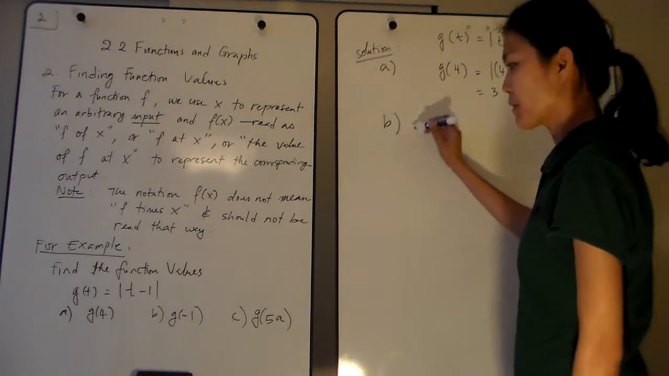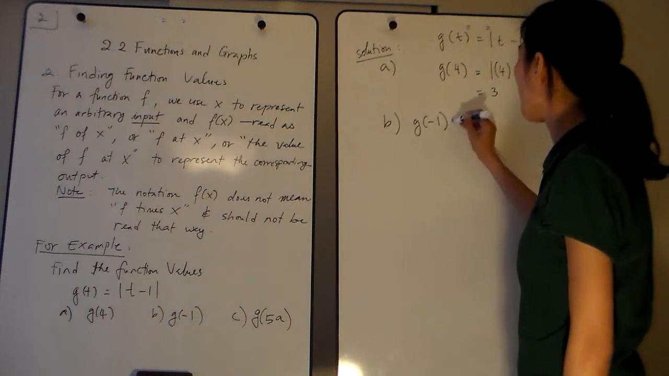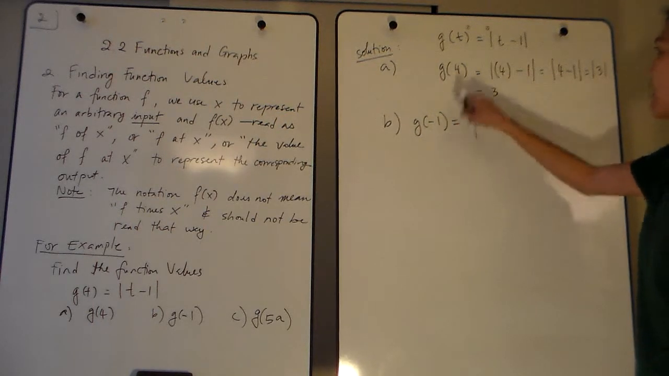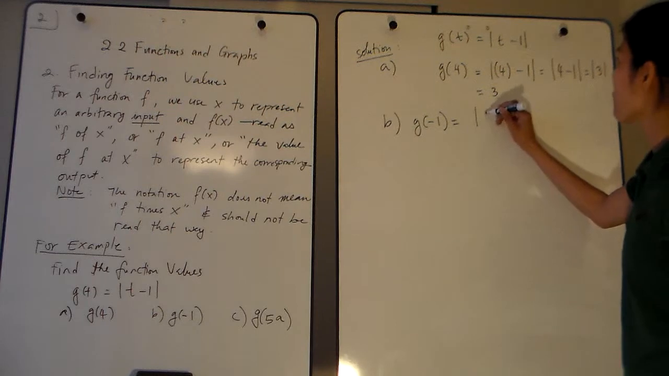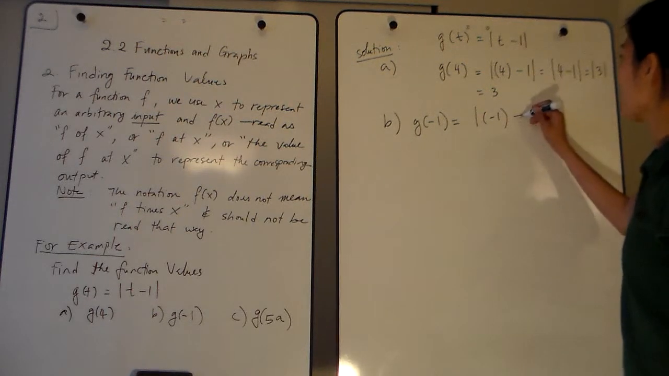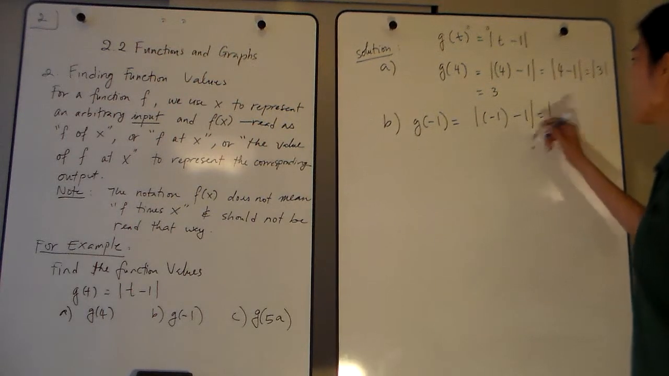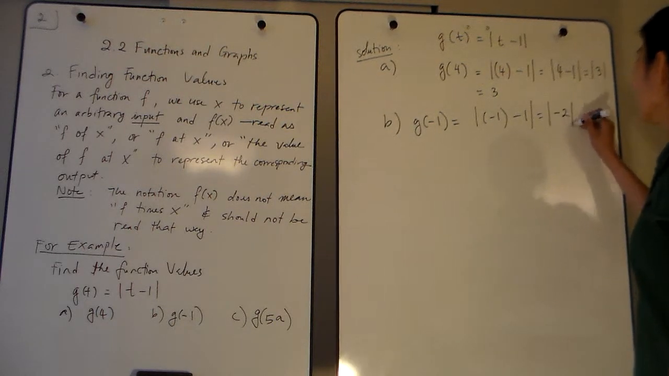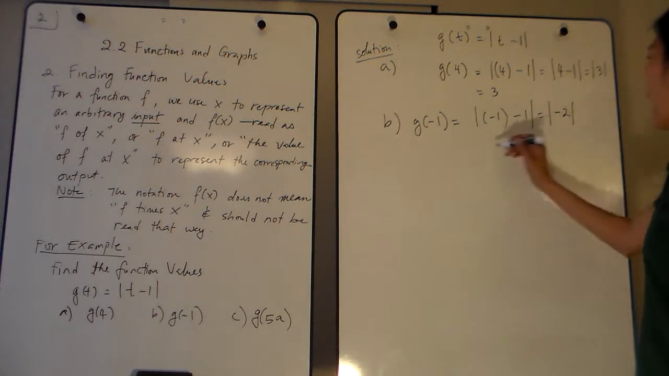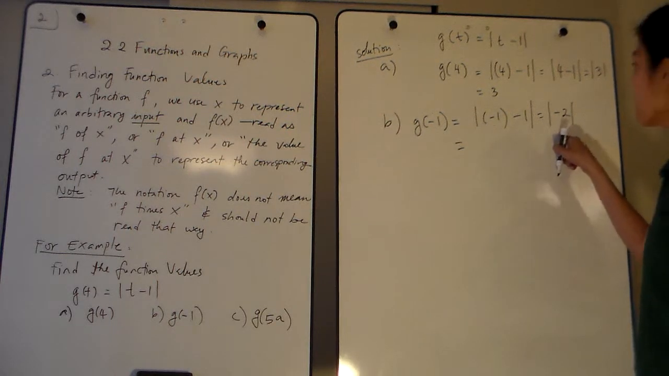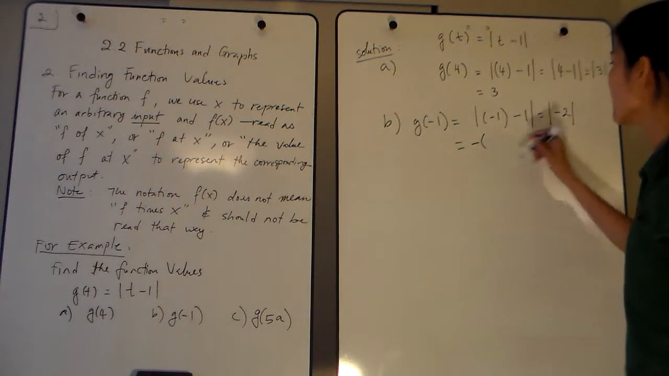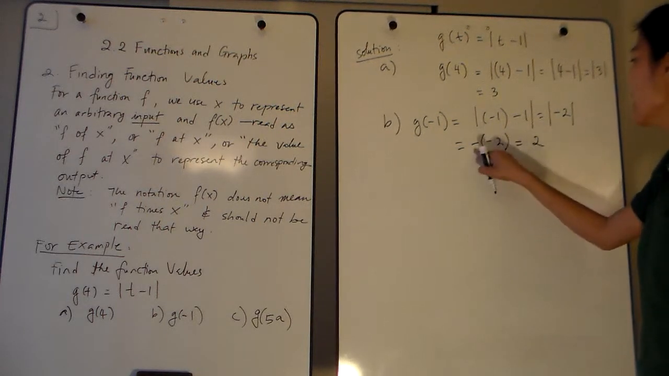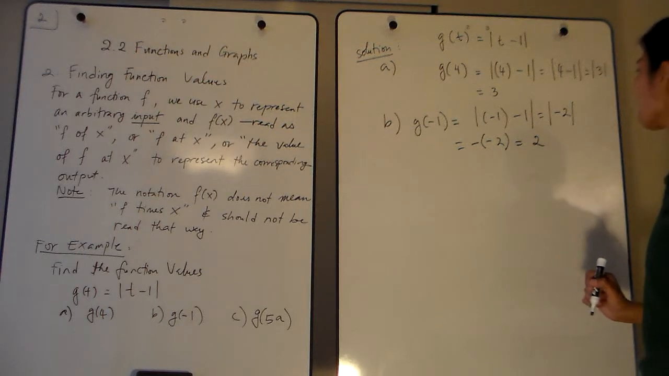For part B, g of -1, similarly, you replace t with -1. The correspondence right here. So -1 for t, subtract 1, simplify. -1 subtract 1 is negative 2. Now, the absolute value of a negative number is the negative of this number. So the answer is 2. Negative times negative is positive 2.